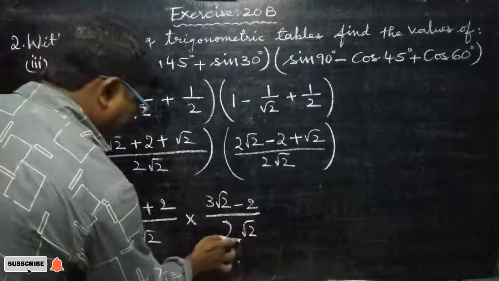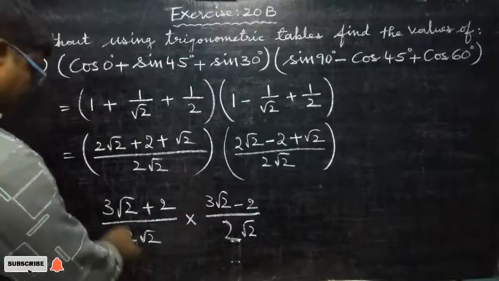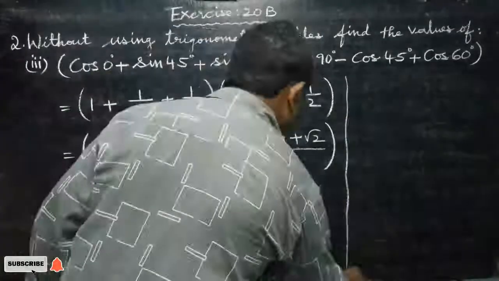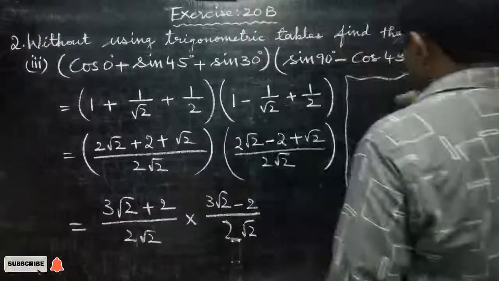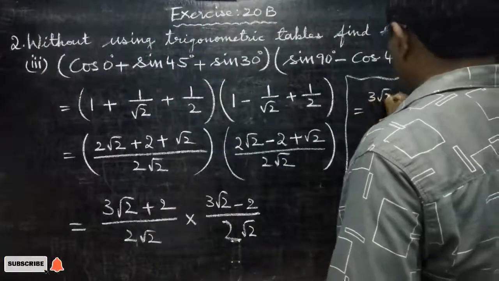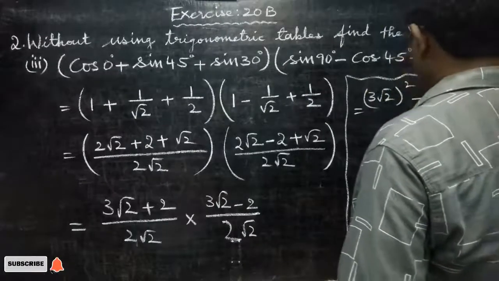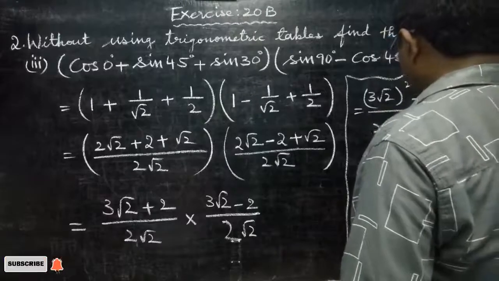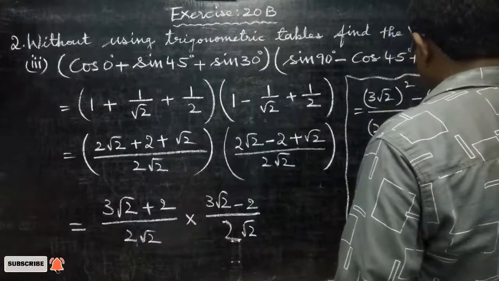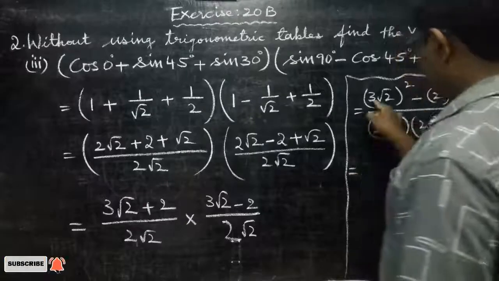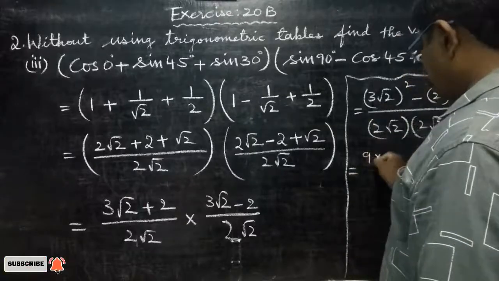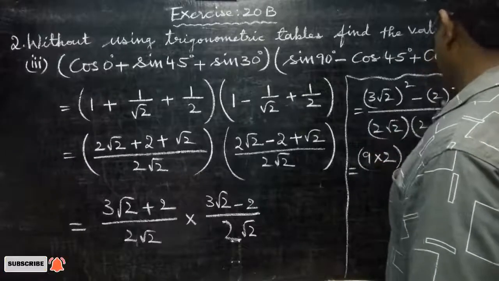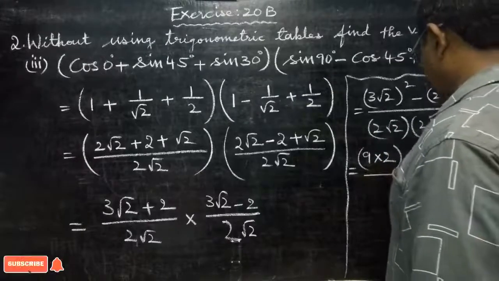Now multiply. Numerator is in the form of a plus b into a minus b, which is a square minus b square. That formula. So 3 root 2 whole square minus 2 whole square, by 2 root 2 into 2 root 2. Now multiply slowly. 3 3s are 9. Root 2 into root 2 is 2. Keep in a bracket. Minus 2 2s are 4, by.